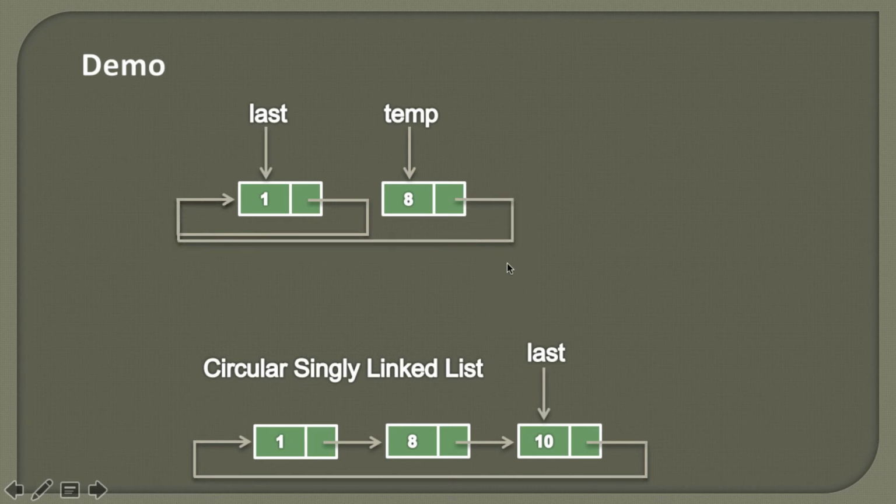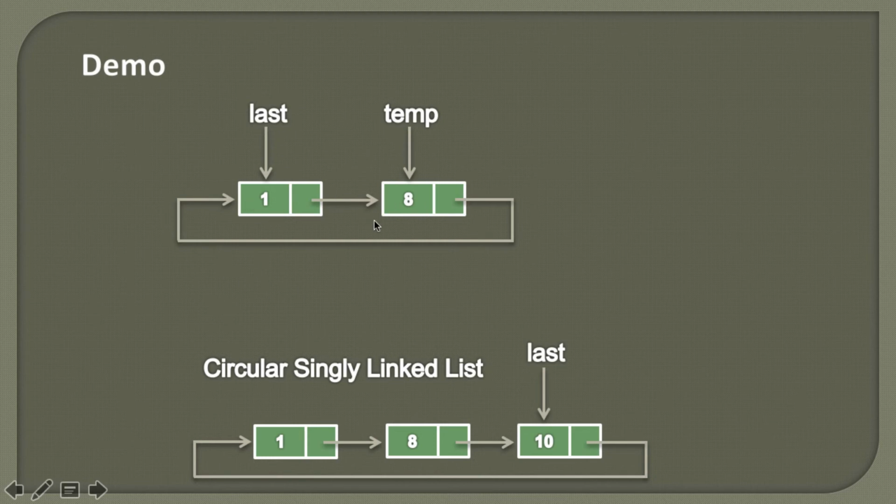So it would look something like this, as temp next is pointing to the first node. And here if you see, the first node is pointing to the second node. Therefore we need to break this link and we need to point it to the second node. So it would look something like this. So now you can see that node 1 is pointing to node 8 and node 8 is again pointing to node 1. So they are circular in nature.